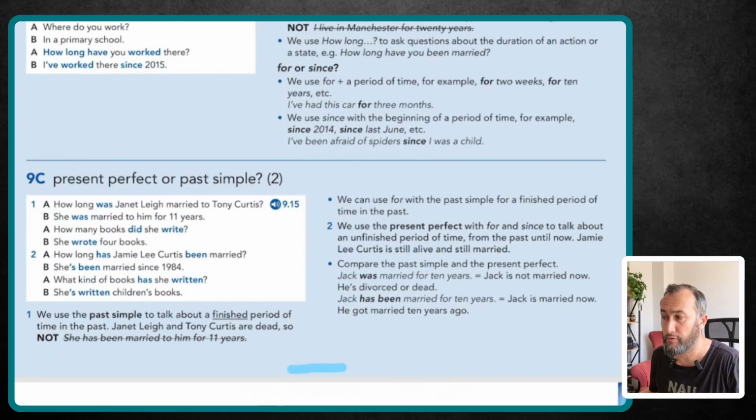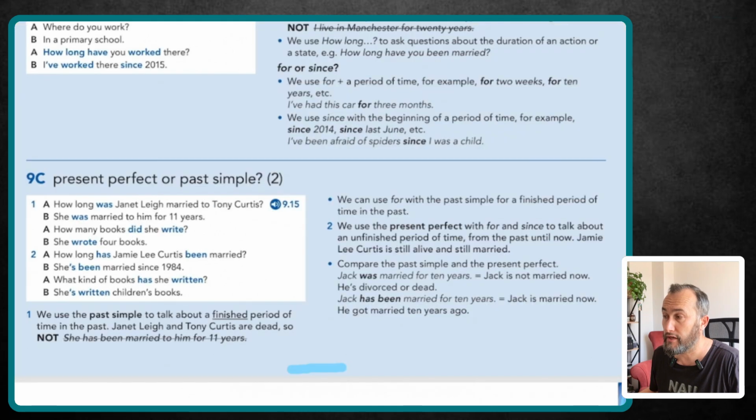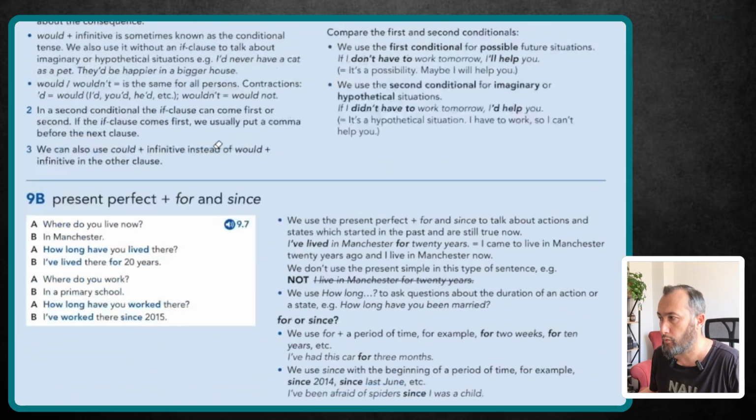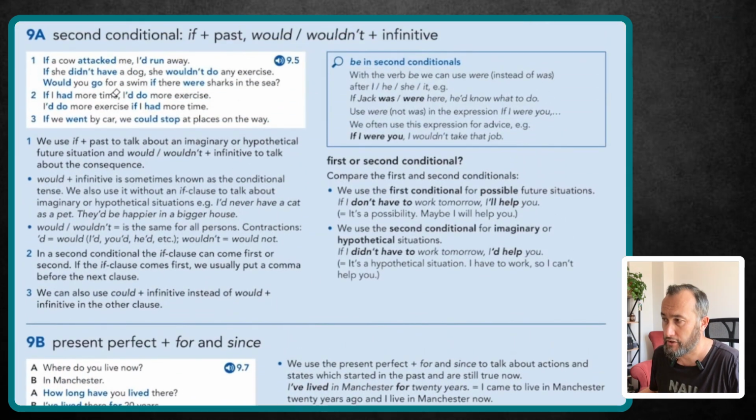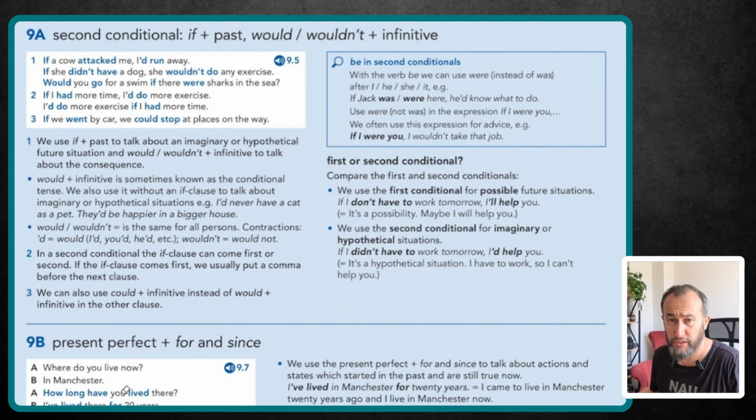What is the difference between present perfect and past simple? And in the next page, which is 143, we're going to cover the exercise for them. So what we're going to do is we're going to do one topic and one exercise, like 9a explanation and 9a exercise, and then 9b explanation and 9b exercise, and so on. So let's get started. 9a is about second conditional.